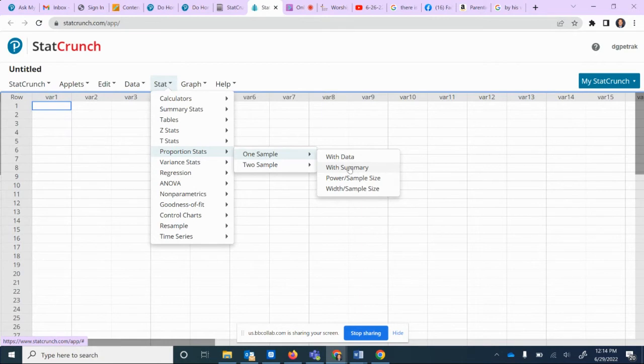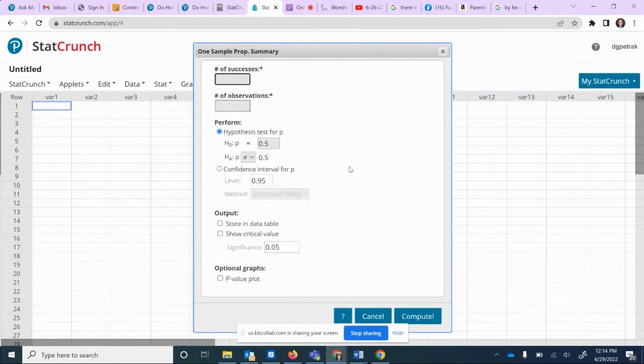But really, the next question is, how many samples do I have? If I have one or multiple. So we have proportions, one sample with summary. Let's click that. And how many successes did you say we had? You said 200 and what? Let me look at my calculator. 289. And the number of observations was what? 420,004. Is that right? Yeah, I think so.